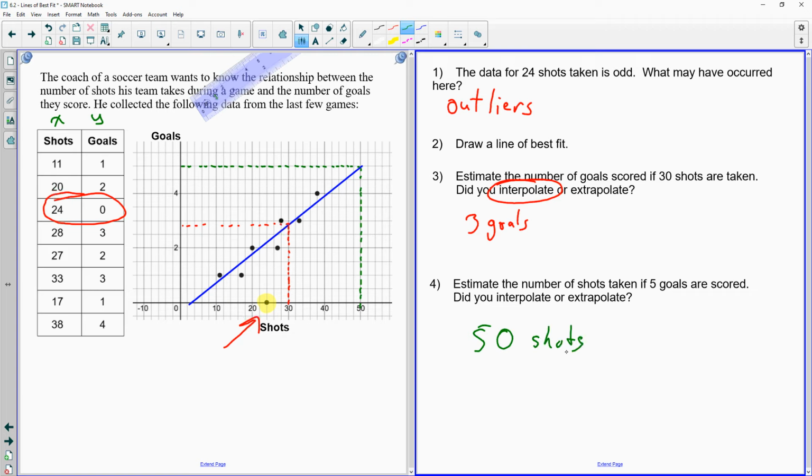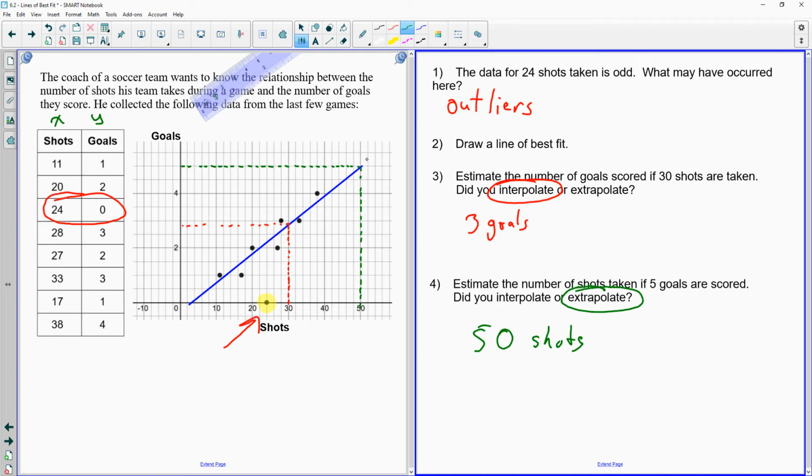50 goals would be quite a game. So if I score 50 goals, I probably had to take about 50 shots in order to make that happen. As a follow-up question, again, is this interpolation or extrapolation? In this case, this is extrapolation. Extrapolate, extra, external. I'm going outside my data set. I had to extend my line and follow the trend out in order to make this estimation. So we call that extrapolation.